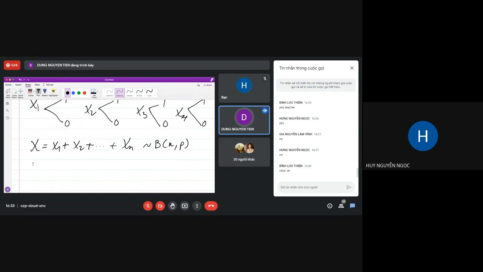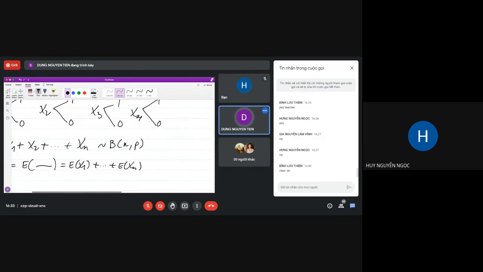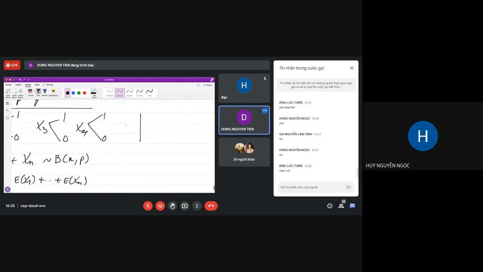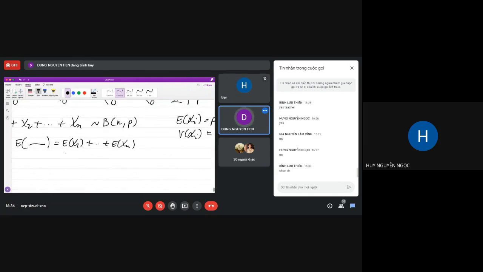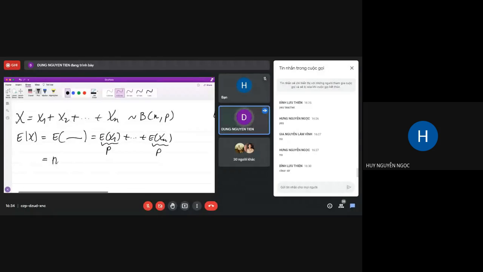All right, then you can see that the mean of X is the mean of the sum, right? And that is the mean of X1 plus up to the mean of Xn. Each Xi follows the Bernoulli model, so you get 1 and 0 with probability p and q. Therefore, the mean of Xi is p, and the variance of Xi is p times q. So the mean of X is simply n times p.